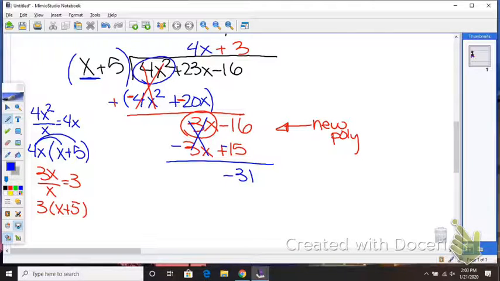Can I divide negative 31 by x? No. So this is my remainder. Once you get to the end and you can't actually divide it, this is your remainder. And here's how you're going to write it. You're going to write a plus at the end of your answer. You're going to put whatever your remainder is on top, negative 31, divided by whatever you were dividing by, which technically was x plus 5. And that's your answer.